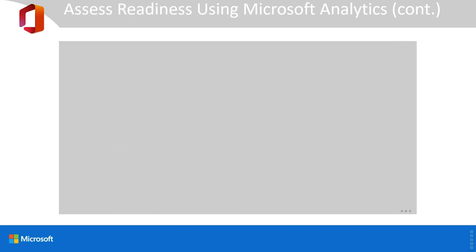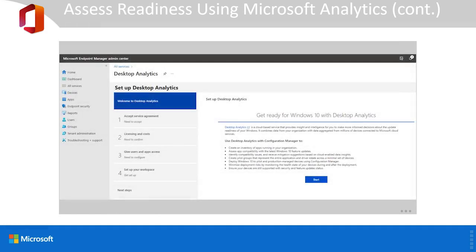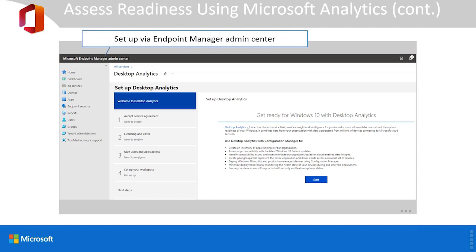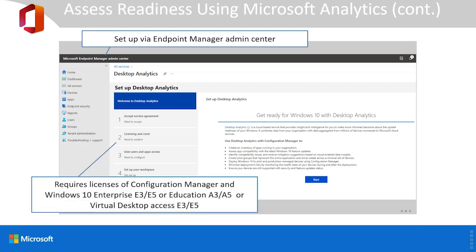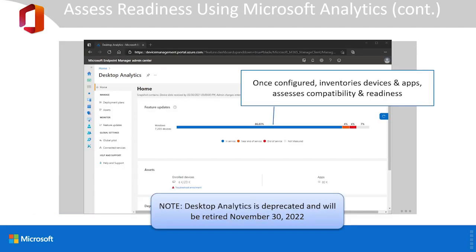Setup of Desktop Analytics is done via the Microsoft Endpoint Manager Admin Center. Setting it up requires licenses of Configuration Manager and either Windows 10 Enterprise E3 or E5, Education A3 or A5, or Virtual Desktop Access E3 or E5. And here's an example of a Desktop Analytics report. It provides a visual representation of the state of the devices and applications in your organization. It's also worth noting that Desktop Analytics is itself nearing end of life. In the future, its features will be incorporated directly into the Microsoft Endpoint Manager Admin Center.